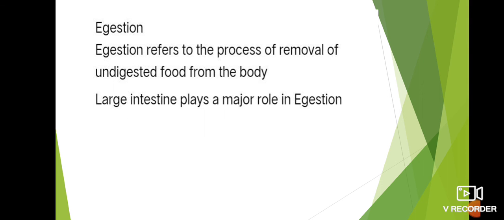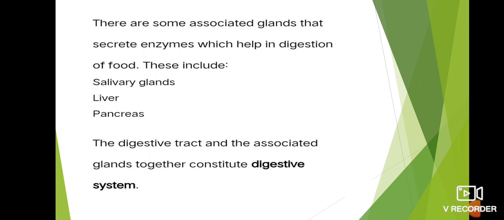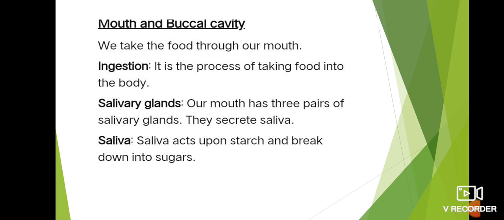The large intestine plays a major role in this. There are some associated glands that secrete enzymes which help in digestion of food. These glands are the salivary glands, liver, and pancreas. The digestive tract and the associated glands together constitute the digestive system. And the first part is the mouth and buccal cavity. We are discussing in detail one after another.